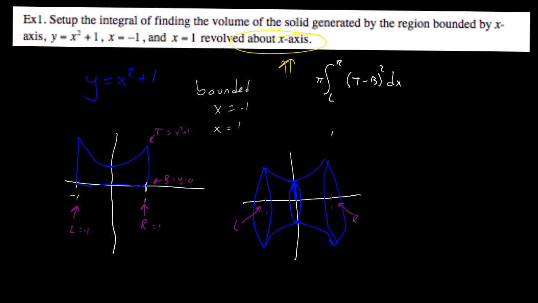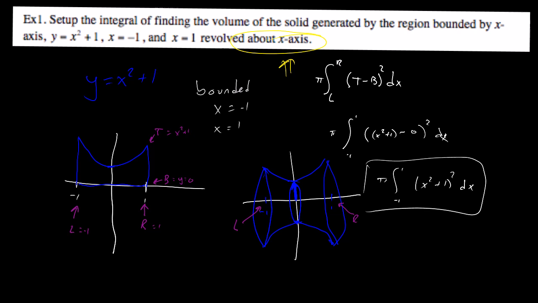So we have the leftmost -1 to 1, left and right. Our top is x squared plus 1, and we're subtracting off our bottom, which is 0. And there you have it. You could simplify it to pi, integral from -1 to 1 of x squared plus 1 squared dx if you wanted to, but that is your answer.